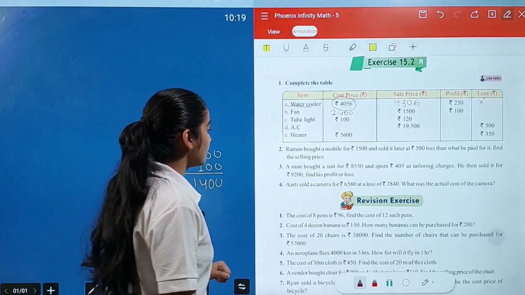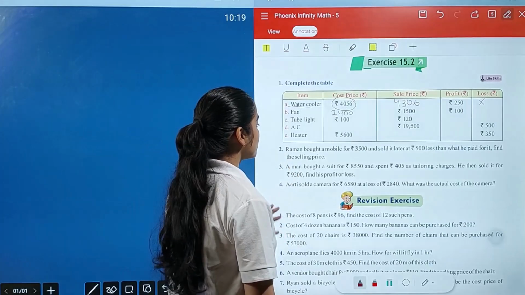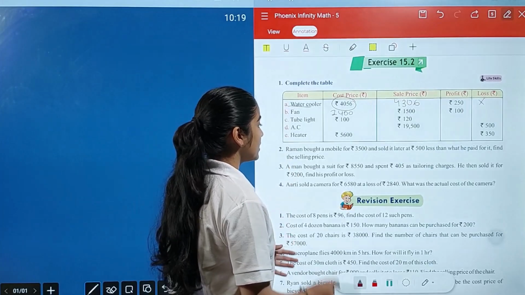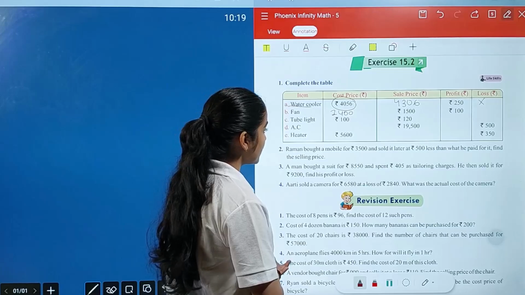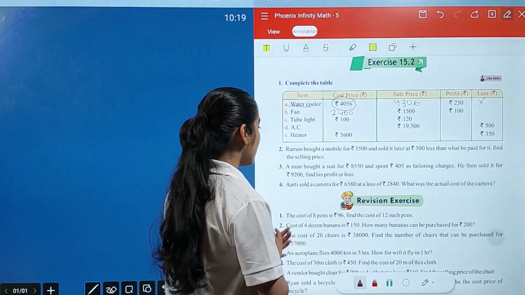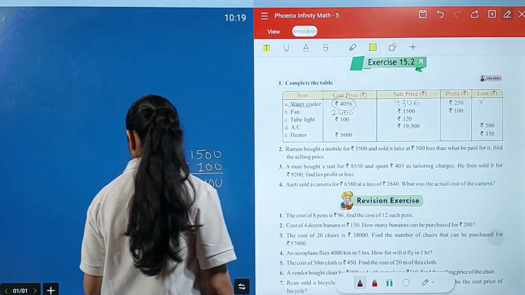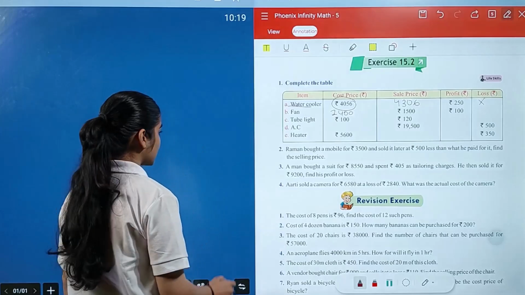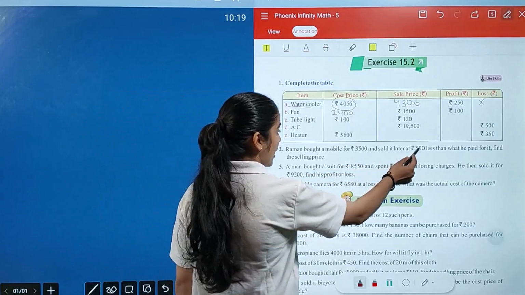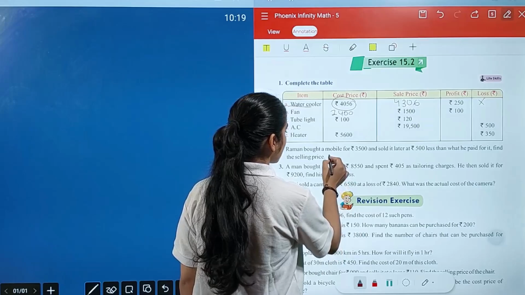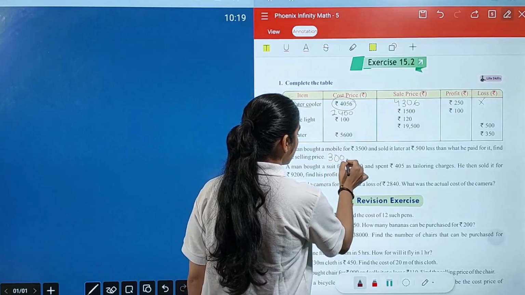After this, we have question number 2. Raman bought a mobile for 3500 and sold it later at rupees 500 less than what he paid for it. Find the selling price. So 500 rupees loss happened. So in that case, we have to subtract 500 from 3500. So your answer will be 3000.